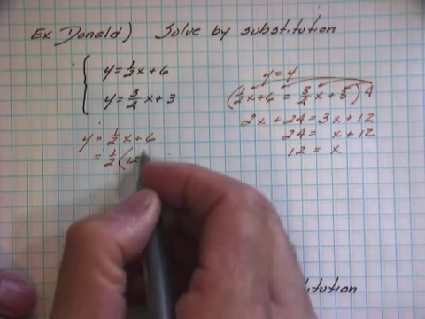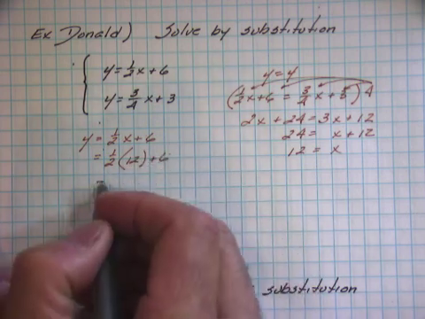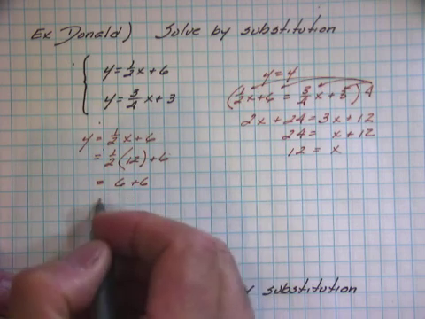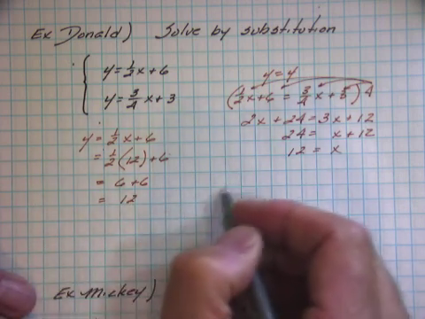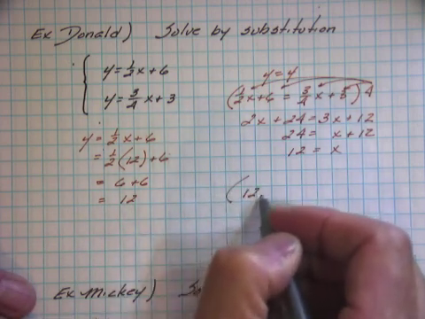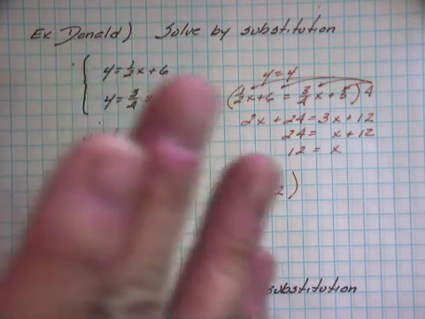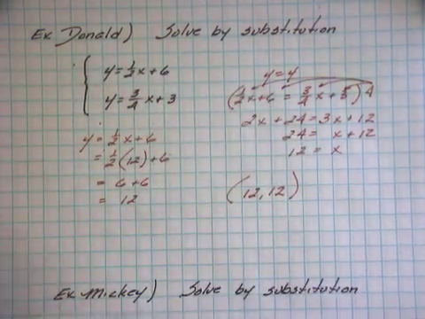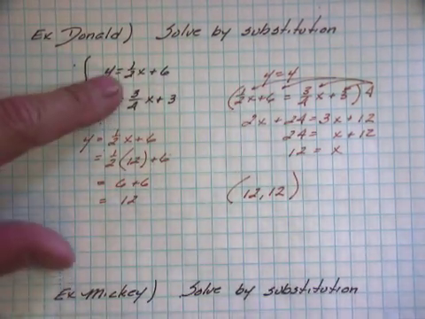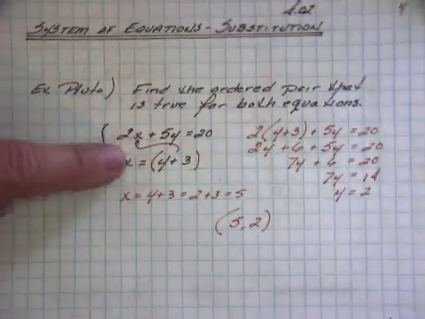So y equals 1/2 x plus 6 becomes 1/2 times 12 plus 6, which is 6 plus 6, which is 12. So the answer here is 12, 12. That's the solution to this system of equations.